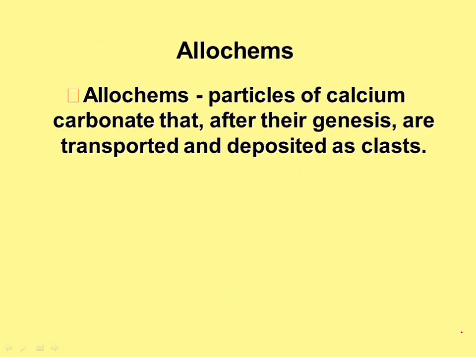Okay, so allochems. Allochems are particles of calcium carbonate that form in a variety of ways, and we'll look at the variety of ways in which they form in a minute. And after they are formed in the shallow, warm water marine setting, they can be moved around by current activity and deposited as clasts. And that's why some biochemical sedimentary rocks have a clastic rather than a non-clastic texture.